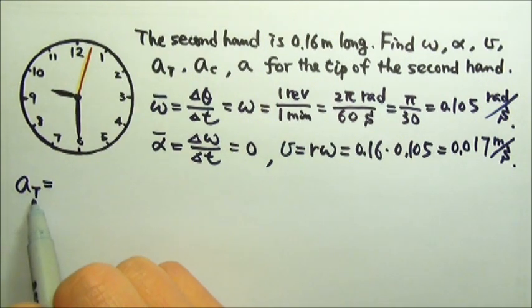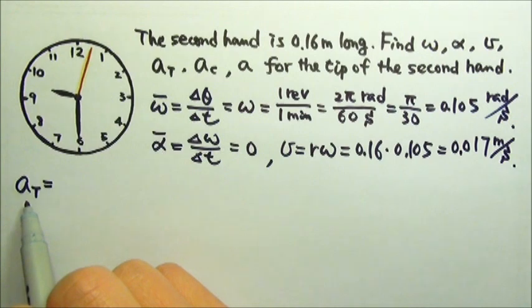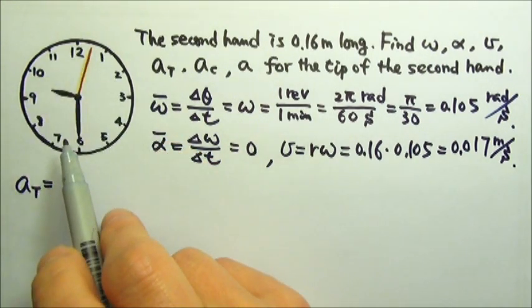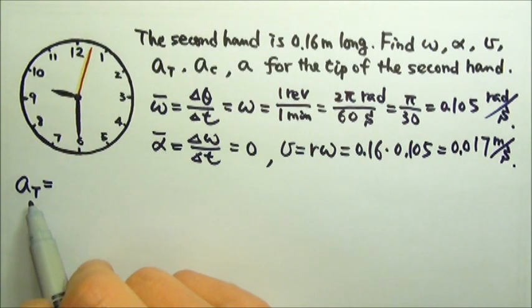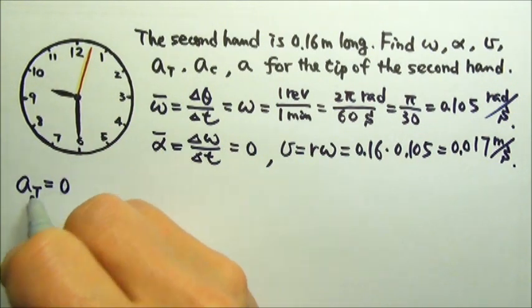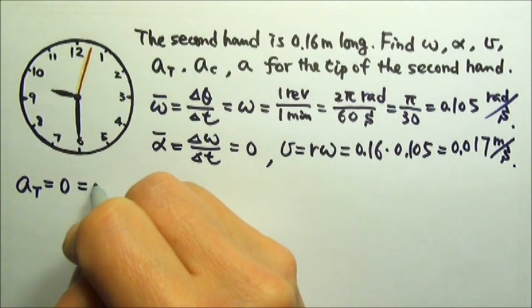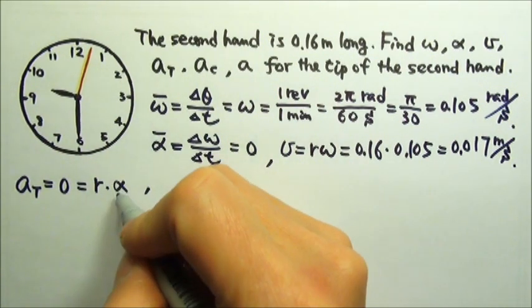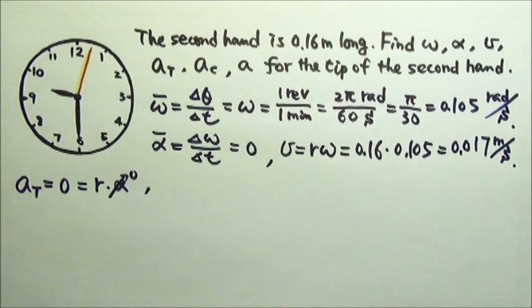And then tangential acceleration. Tangential acceleration is responsible for speed change. The second hand goes around steadily. There is no speed change, so the tangential acceleration is 0. Of course, the tangential acceleration also equals r times alpha, which is 0 because alpha is 0.